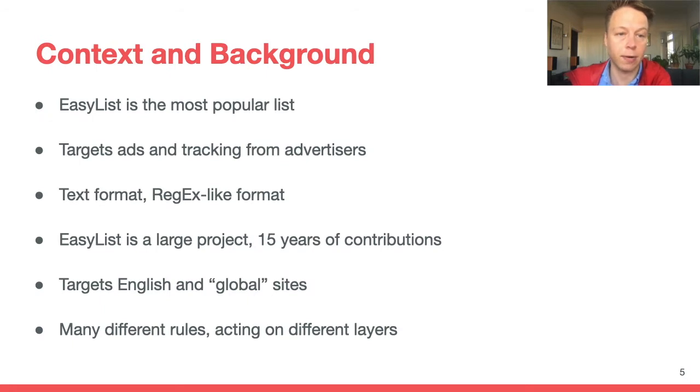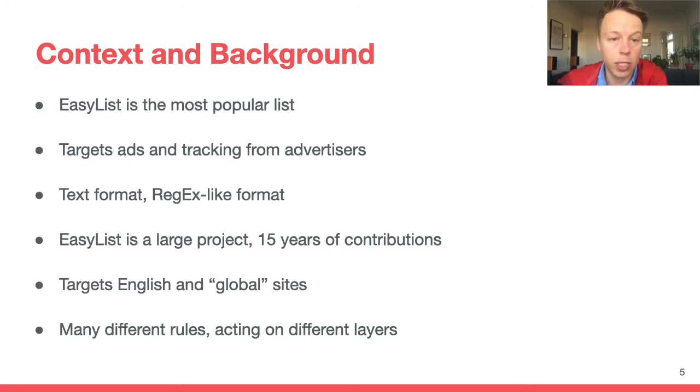So first, some background. As I mentioned, EasyList is the most popular filter list right now, although there's many others. EasyList predominantly targets ads. This is distinct from other filter lists like EasyPrivacy, which targets primarily trackers, or filter lists maintained by projects like uBlock Origin that target other resources on the web. EasyList is a text document, and it's made up of newline separated rules that are all in a regular expression-like format that describe URLs or page elements.